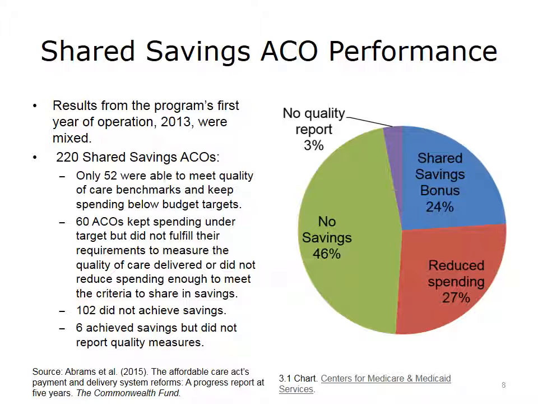Of the shared savings ACOs, 102 did not achieve savings. 6 achieved savings, but did not report quality measures. In other words, the shared savings bonus was only delivered to 24% of the 220 shared savings ACOs. Only 52 of the 220 were able to meet both the reduced spending and the quality metrics.